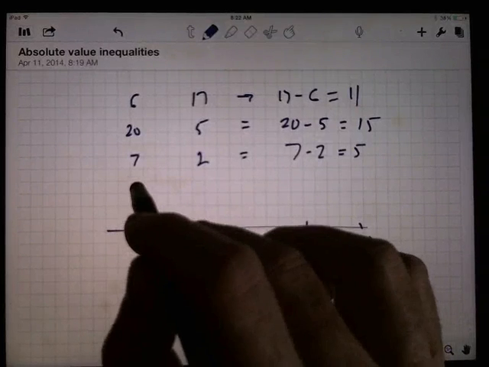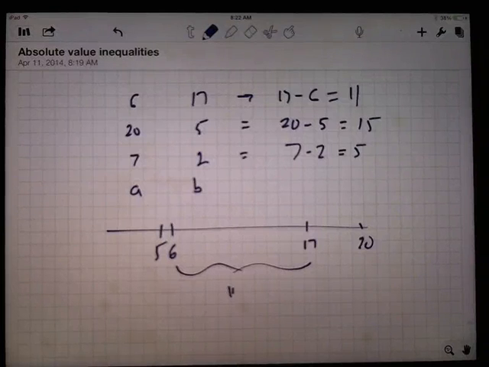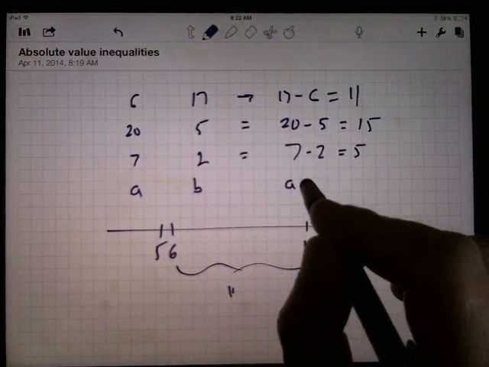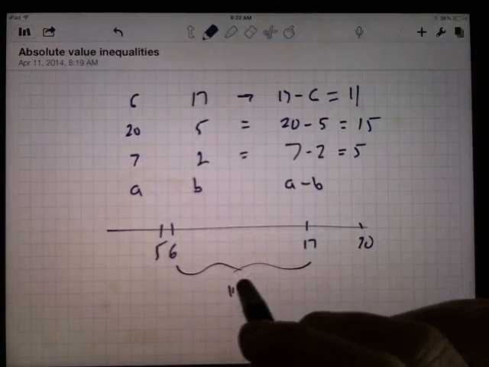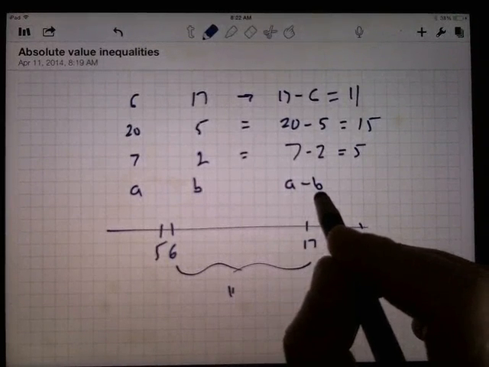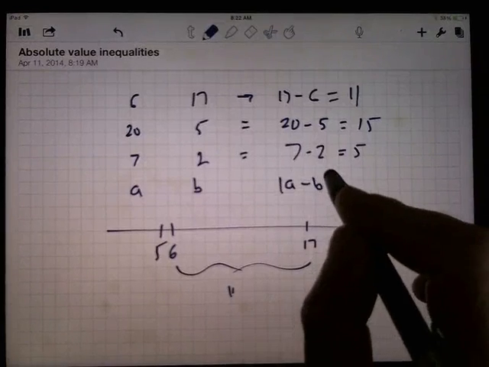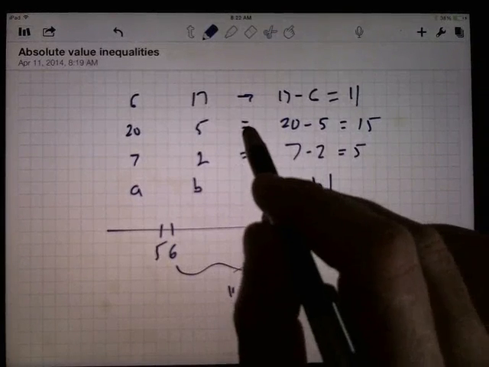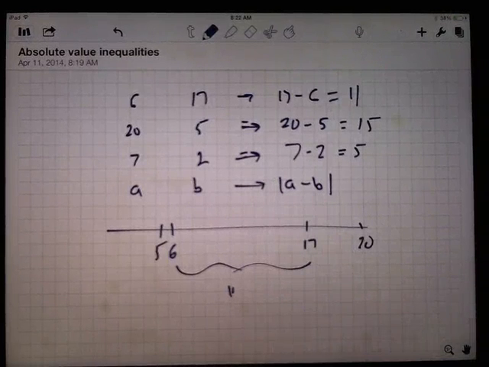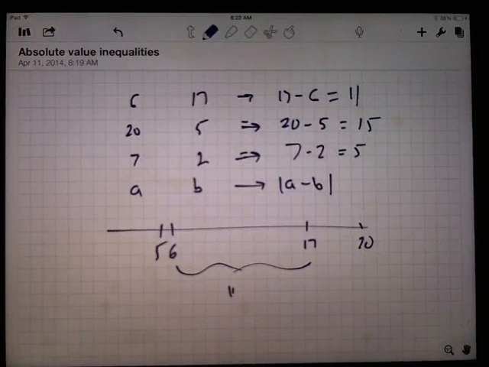If I just gave you two numbers, A and B, and said how far apart are they? You don't necessarily know to do A minus B or B minus A. But if I do A minus B and A is the bigger one, then that's a positive number. If I do A minus B and B is the bigger one, then that's a negative number. But if I throw an absolute value around it, it makes it positive either way. It doesn't really matter which way I subtract it.